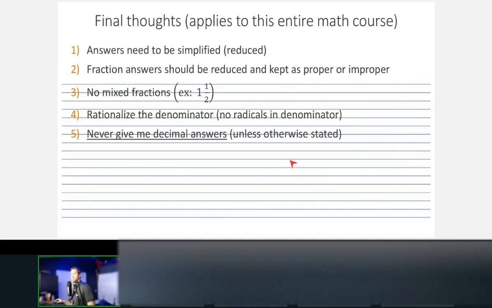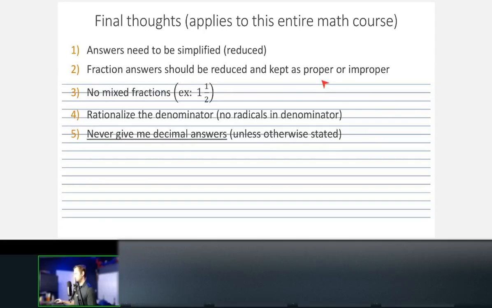All right, final thoughts. Now I said a lot of these already, but just final thoughts, and this applies to the entire math course, not just today's lesson. Number 1, answers need to be simplified, also known as reduced. Number 2, fraction answers should be reduced and kept as proper or improper fractions.